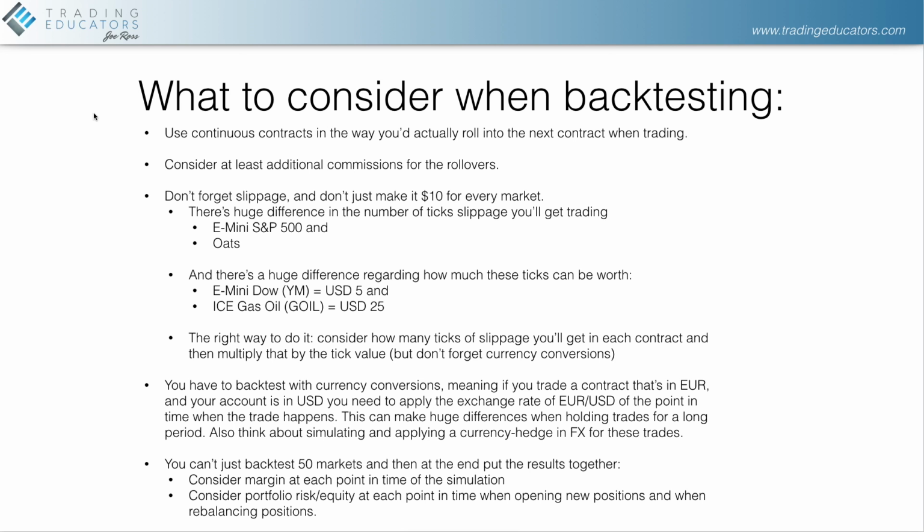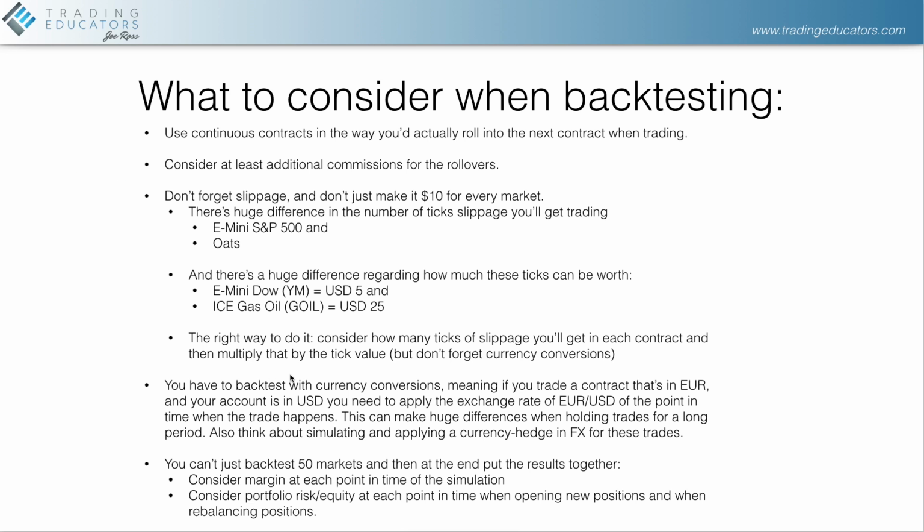We're going to do the backtests on many different markets, so we also have to do some considerations there. First of all, it's important to use the continuous contracts in the right way, the way you would actually use them when you're trading. So decide on when you roll over into a new contract and then use that as your data. Also remember to consider commissions for the rollovers you have to make, and don't forget slippage.